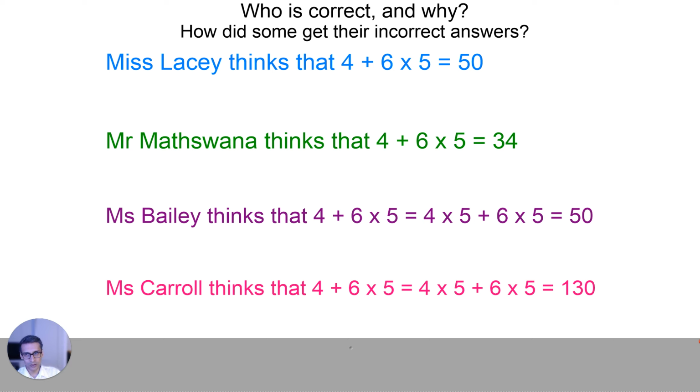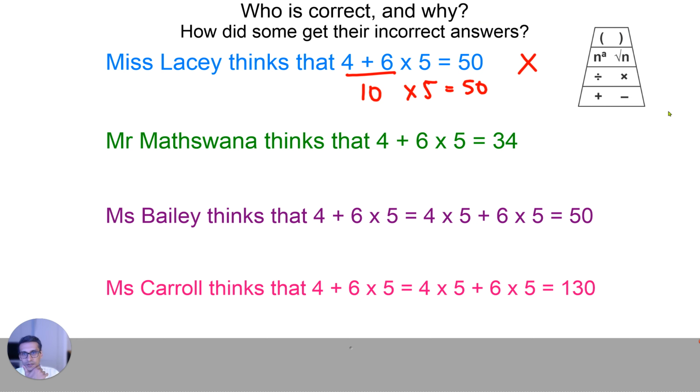Okay, so I hope you've worked this out. The first thing is Miss Lacey. We can see what Miss Lacey has done. Hopefully you've decided that she's wrong. What she has done is 4 plus 6, which is 10, and then 10 times 5, which gives you 50. Now we can see that we didn't follow the order of operations here, because according to that we should be doing, let's just get the symbol up. Okay, so we have this up here, and we can see that Miss Lacey did addition before multiplication, so that doesn't work. I'm afraid she was wrong.